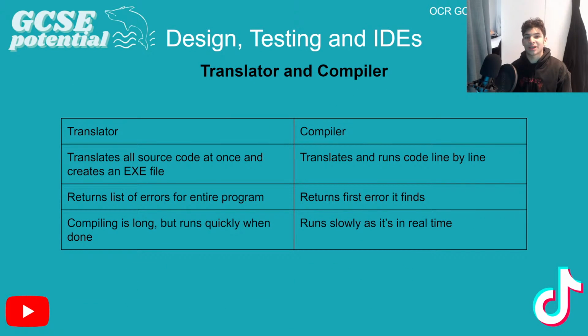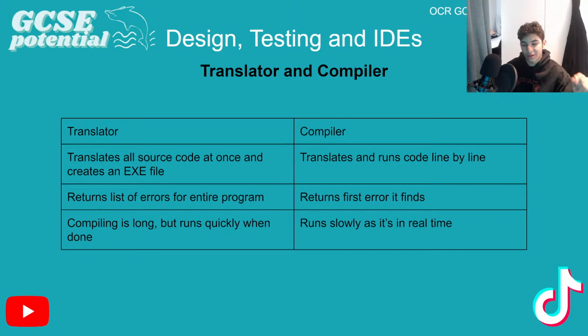Cool, translators and compilers. So they're 2 different things. A translator is where you have a bit of code and the translator converts it all at one time into an exe file. So it translates all the code and converts it. A compiler, on the other hand, runs it in real time and goes line by line.